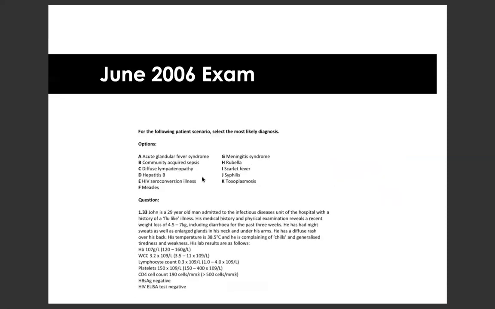So John is a 29-year-old man admitted to the ID unit with a history of flu-like illness. His medical history and physical examination reveal a recent weight loss of about 7 kilos, including diarrhea for the past 3 weeks. He's had night sweats as well as enlarged glands in his neck and under his arms. He has a diffuse rash over his back. His temperature is 38.5 and he's complaining of chills and generalized tiredness and weakness. Here are his lab results. So what is the most likely diagnosis?